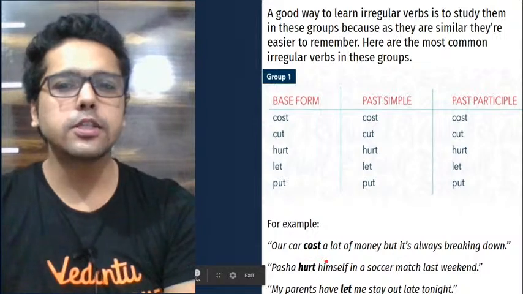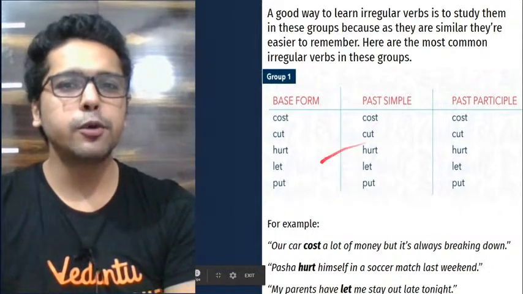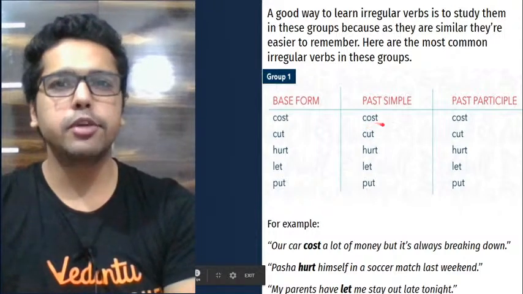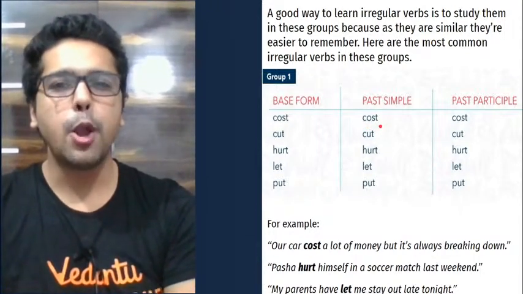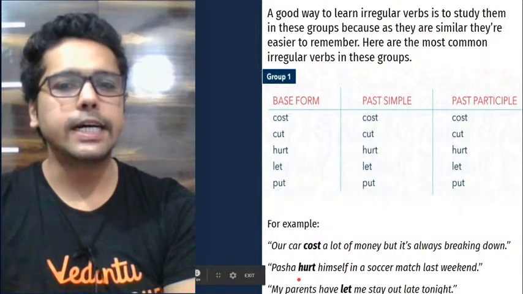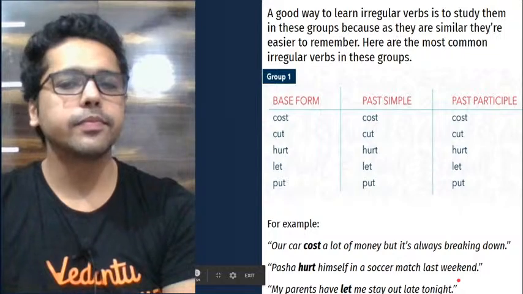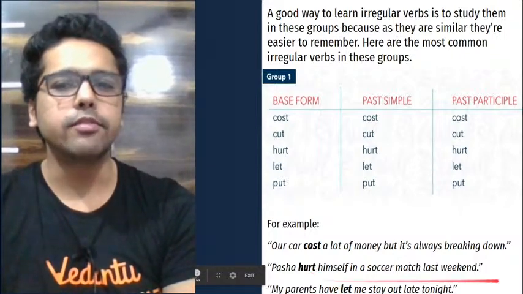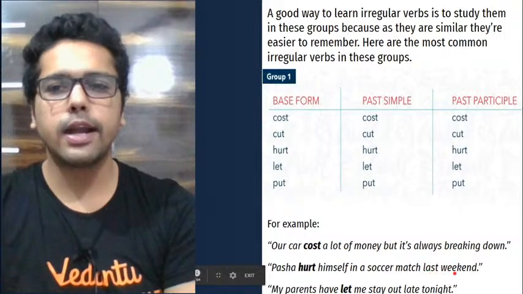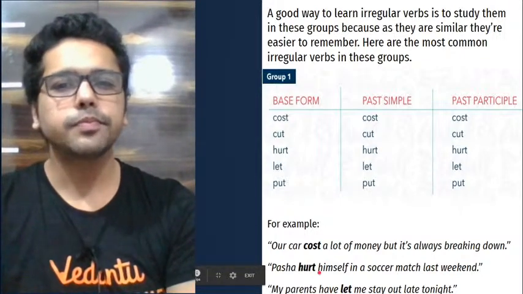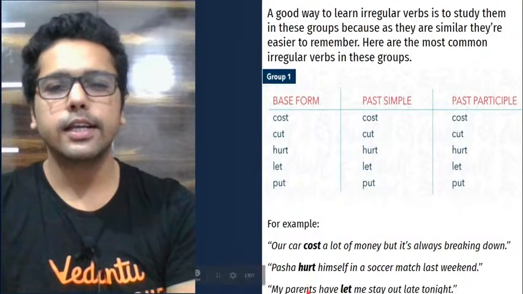A car costs a lot of money, but it is always breaking down, you see. Even if I'm using cost in the past tense, I will not add ed to it, because that's an irregular verb. Cost. Pasha hurt himself in a soccer match last weekend. You see, hurt himself. Last weekend, of course, is past tense. This makes it very clear. But then I'm not adding ed here. It is just hurt.